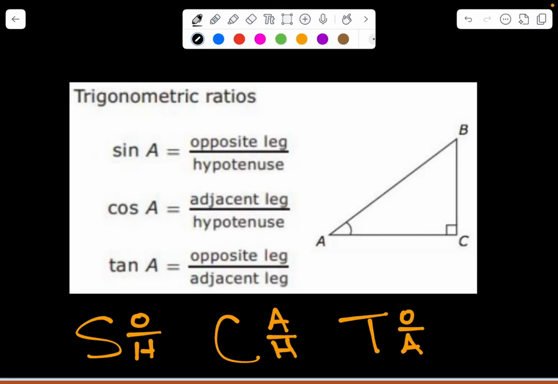Let's review the trig ratios. Sine of A is opposite over hypotenuse, cosine is adjacent over hypotenuse, and tangent is opposite over adjacent. So we have our SOHCAHTOA.